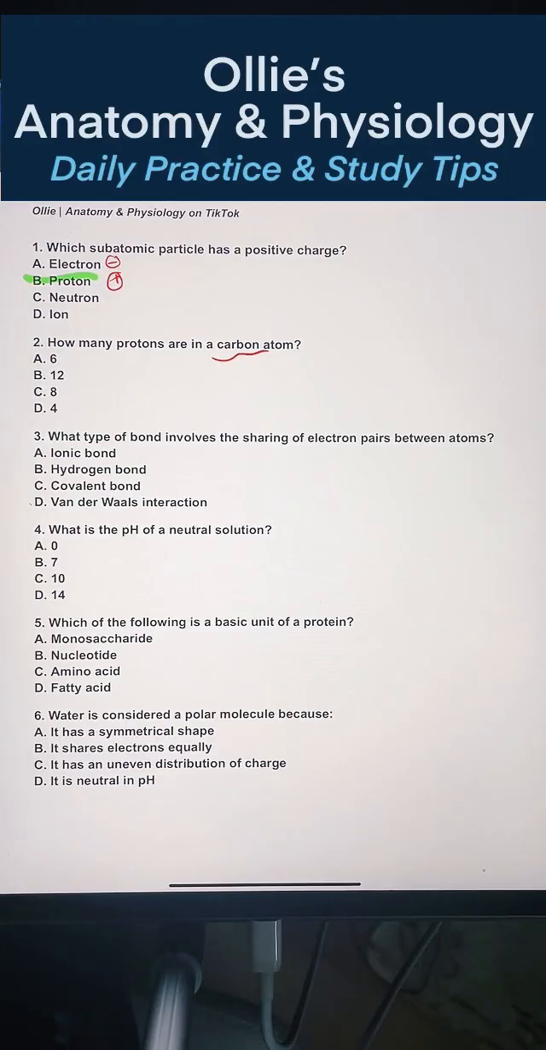Yes, ions also are not subatomic. They can have a positive or a negative charge. But yes, that is also true.